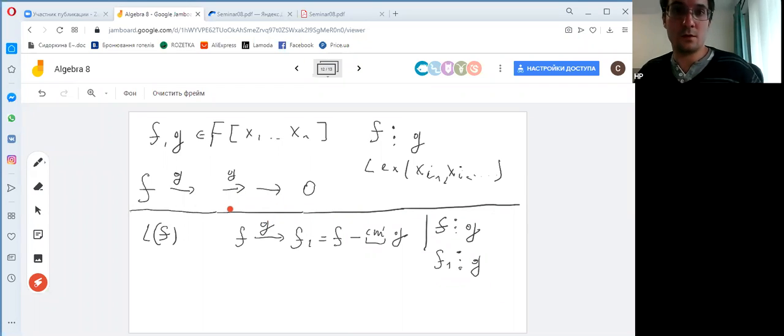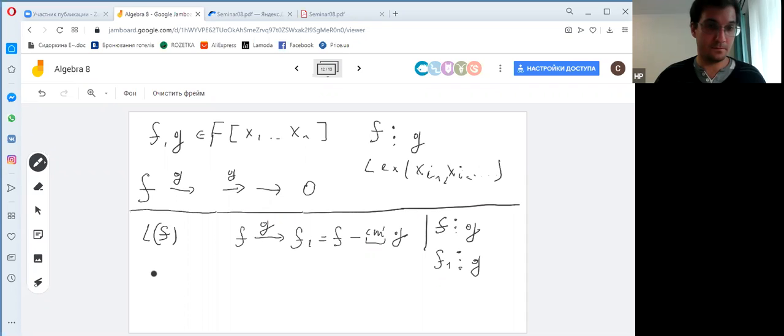Okay, but suppose that I have f, I reduce it by g, then I also reduce it by g, and so on, and I obtain a remainder r. What can I say about remainder r? Of course, this remainder is divisible by g, because all these guys are divisible by g.